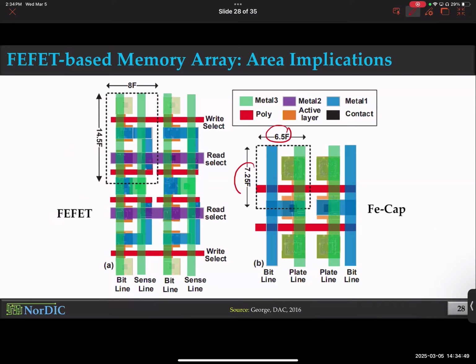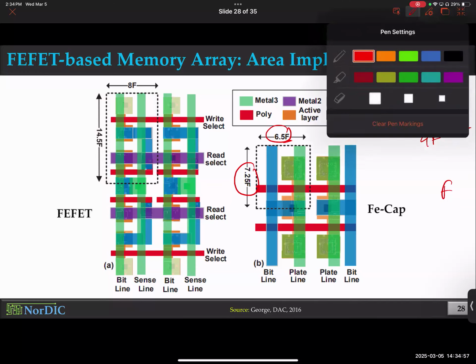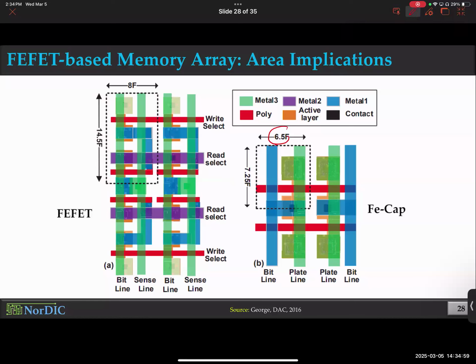In terms of area, what does F represent? Remember we discussed 4F squared, right? F is half of the minimum feature size. These are real data, so basically they represented that here. This direction would be 6.5F, and here this would be 7.25F and whatnot. Okay, so this is the area. And on the other hand, for this one, you can clearly see the area will be bigger than the other one. Area will be bigger.